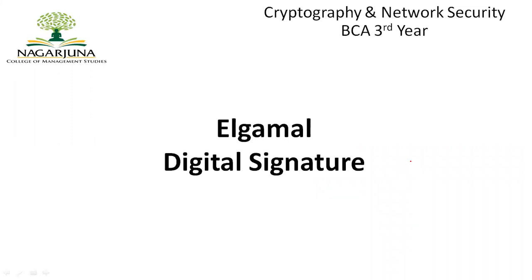In the previous video, I had explained the ElGamal crypto system. In this video, I shall be discussing the ElGamal digital signature. With respect to the ElGamal crypto system, we had three different steps: one is key generation, the second one is encryption, the third one is decryption. Very similar to that, even in the ElGamal digital signature, we have three different stages.